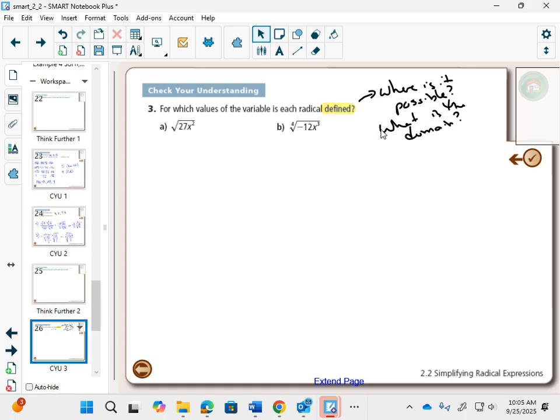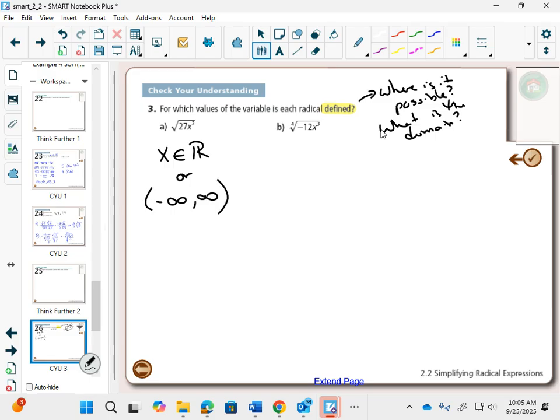Is there any number that will make it negative inside? Not in this case. So where is it possible? Everywhere. What is its domain? Everywhere. How do we write everywhere for the domain? You can either write it like this, or in interval notation, like that. So when it's asking where is it defined, it's defined for everything.